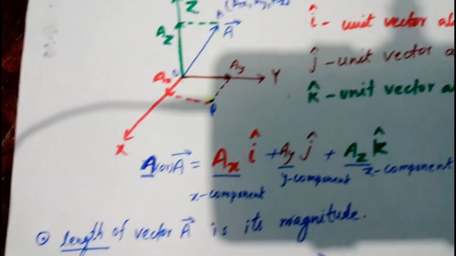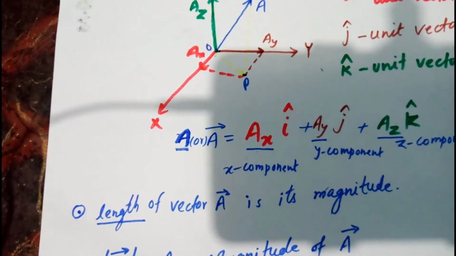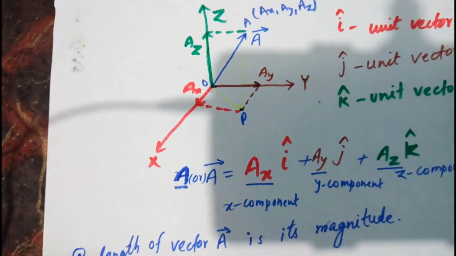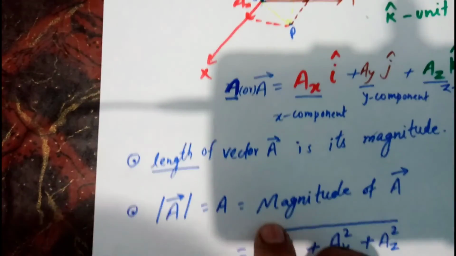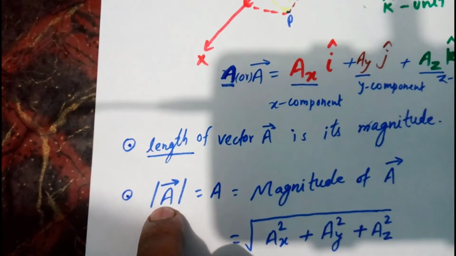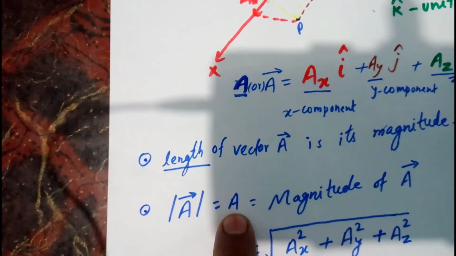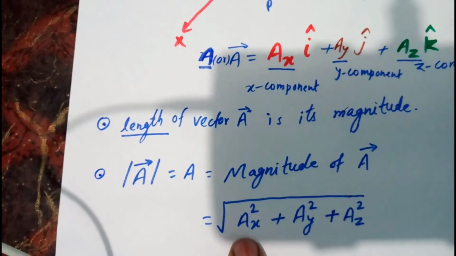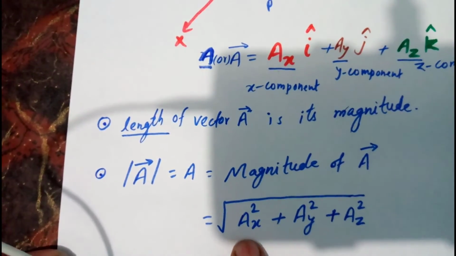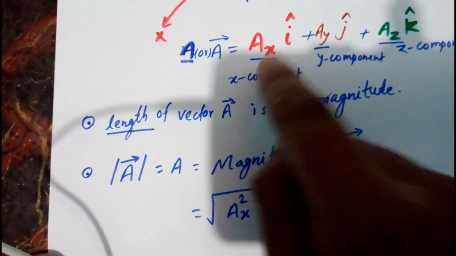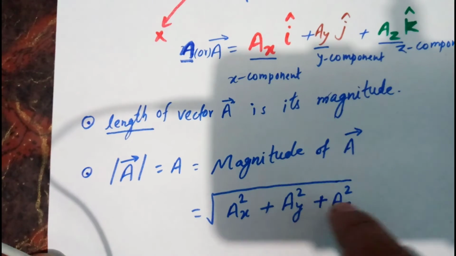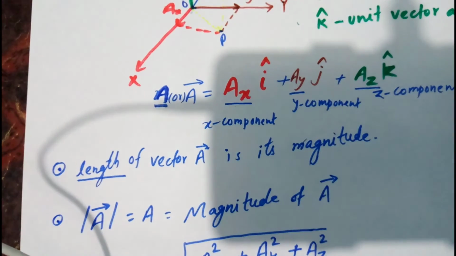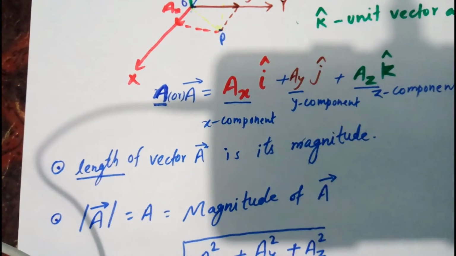Fine. So next, moving on to its magnitude. The length of this line OA is the magnitude of that vector A, and it is represented with the modulus of vector A, or simply if you write A, it will represent the magnitude of A. Now what will be its magnitude? By simple derivations you can come to this point: the component of X, AX squared, plus the component of Y, AY squared, plus the component of Z, AZ squared, will give you the length of this line, and that will be the magnitude of vector A.